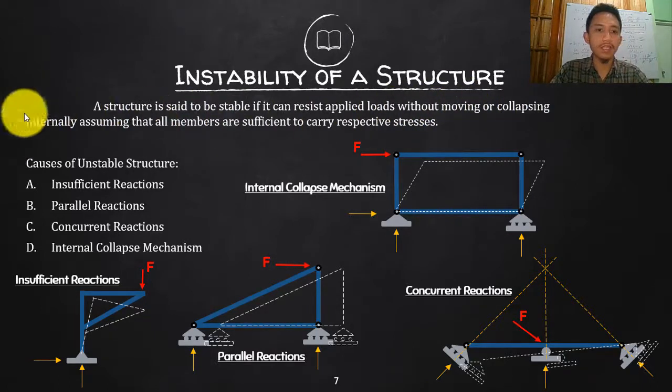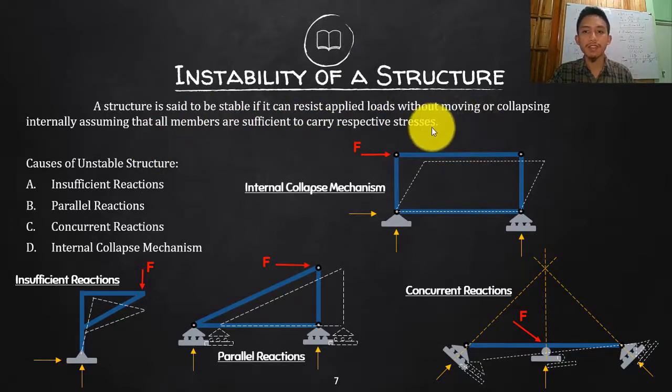Okay, without collapsing internally, assuming that all members are sufficient to carry the respective stresses. Even if your members are designed correctly to carry whatever load is applied, if the arrangement of those members does not coincide with the application of the load, or with the flow of the load, then it will collapse even if those members are strong internally.